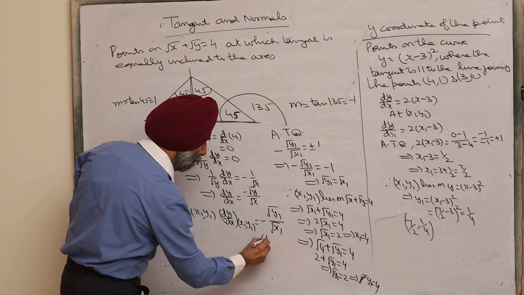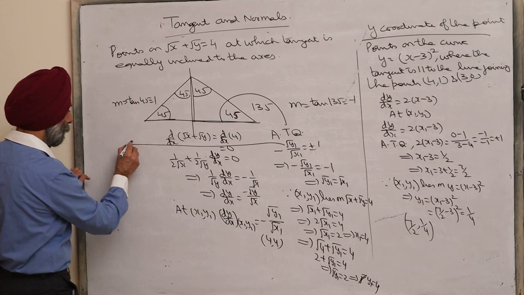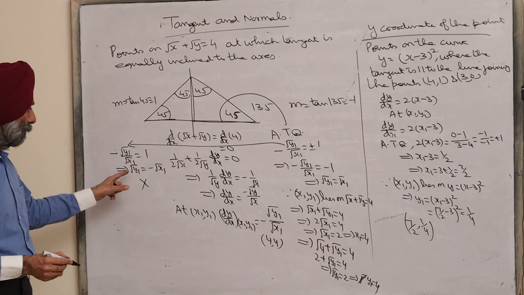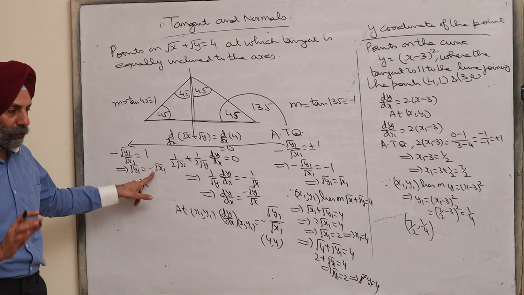Now let us consider the other case. From here you can see that minus under root of y1 over under root of x1 is equal to plus 1. This implies root of y1 is equal to minus root of x1, which is not possible, because the square root function cannot take negative value. So we will reject this case, and the only possible answer here is 4, 4.